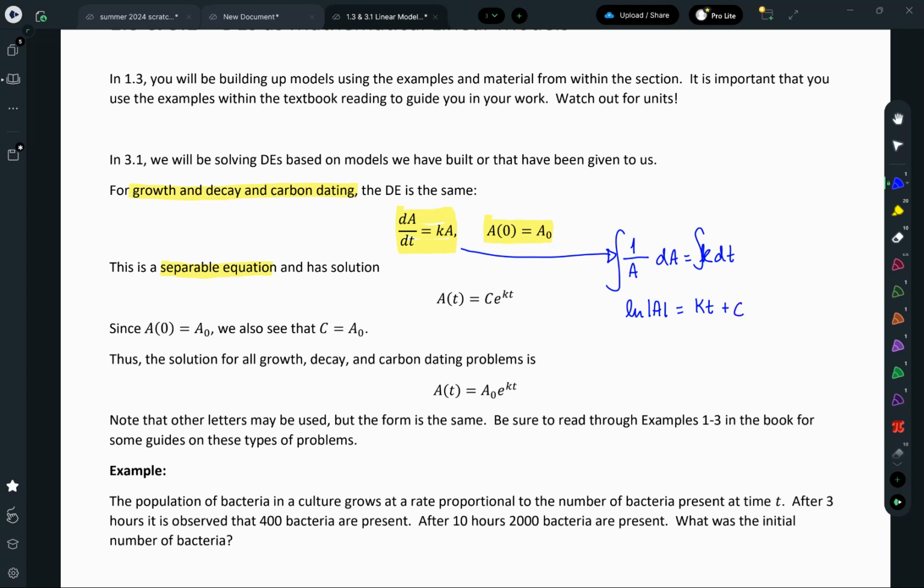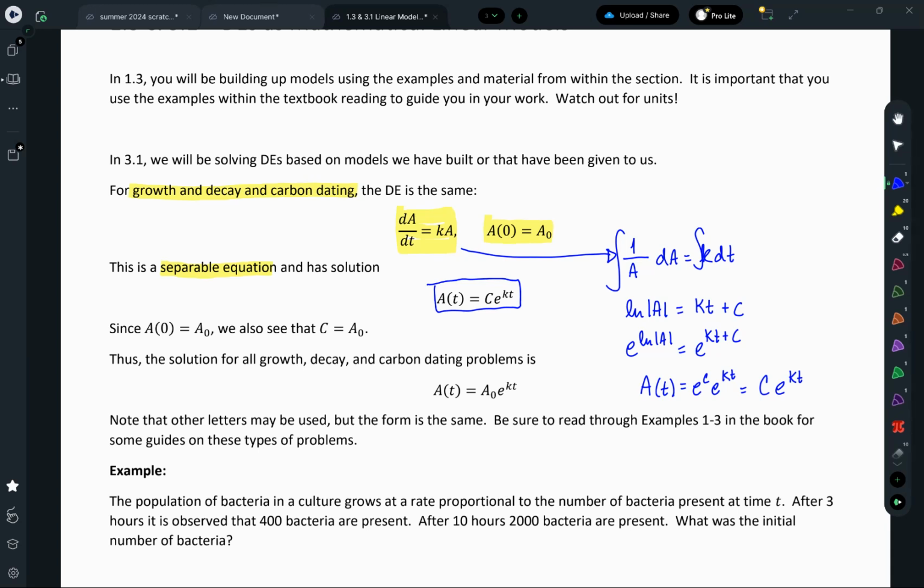And then we would exponentiate both sides to get that e to the ln of the absolute value of A is equal to e to the kt plus C. On the left, that simplifies to be A, and we'll call it A of t. And on the right, the e to the kt remains e to the kt, but then we would rewrite it as e to the kt times e to the C, but e to the C is just a constant, and so we would rewrite once again and just say this is C e to the kt. So that's how this solution form is coming about.